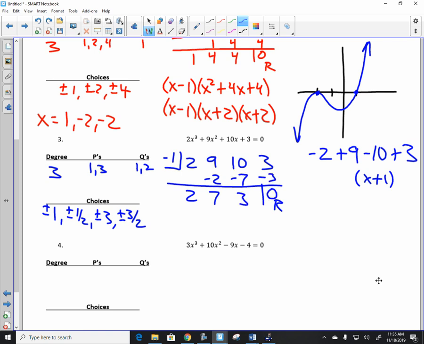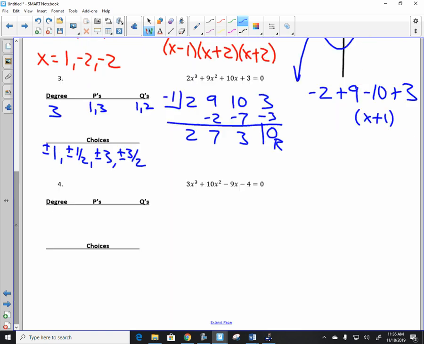Isn't synthetic division awesome? He used the word love. He didn't even use like. I appreciate your enthusiasm for mathematical things.